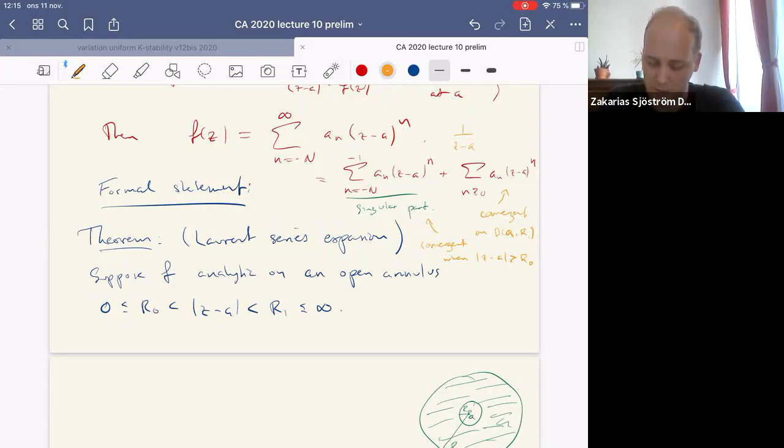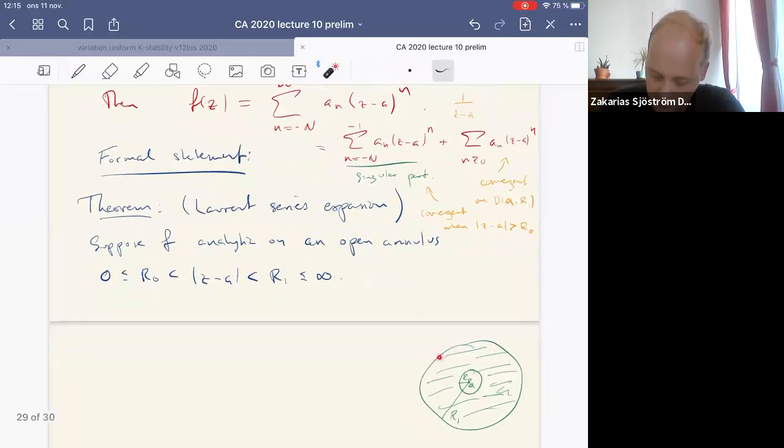Okay? So it means that you have these two parts, and we say that the whole Laurent series is convergent if and only if both the singular part and the so-called regular part, the other part, converge at the same time. So you have to be inside the disk of radius R1, and because of the other part, you also have to be outside of the smaller circle. And this means that you are precisely in this annulus.